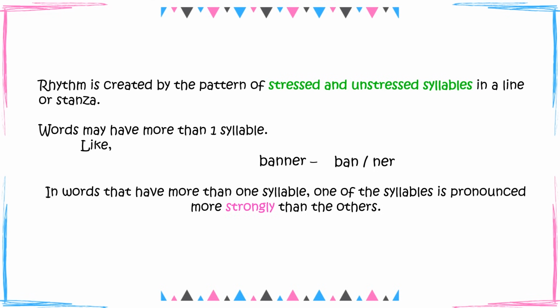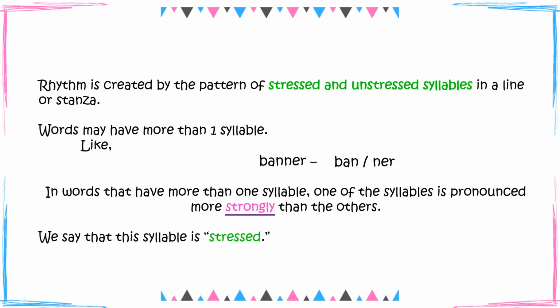In words that have more than one syllable, one of the syllables is pronounced more strongly than the others. Remember, in words that have more than one syllable, like the word banner, we pronounce one syllable stronger than the other.